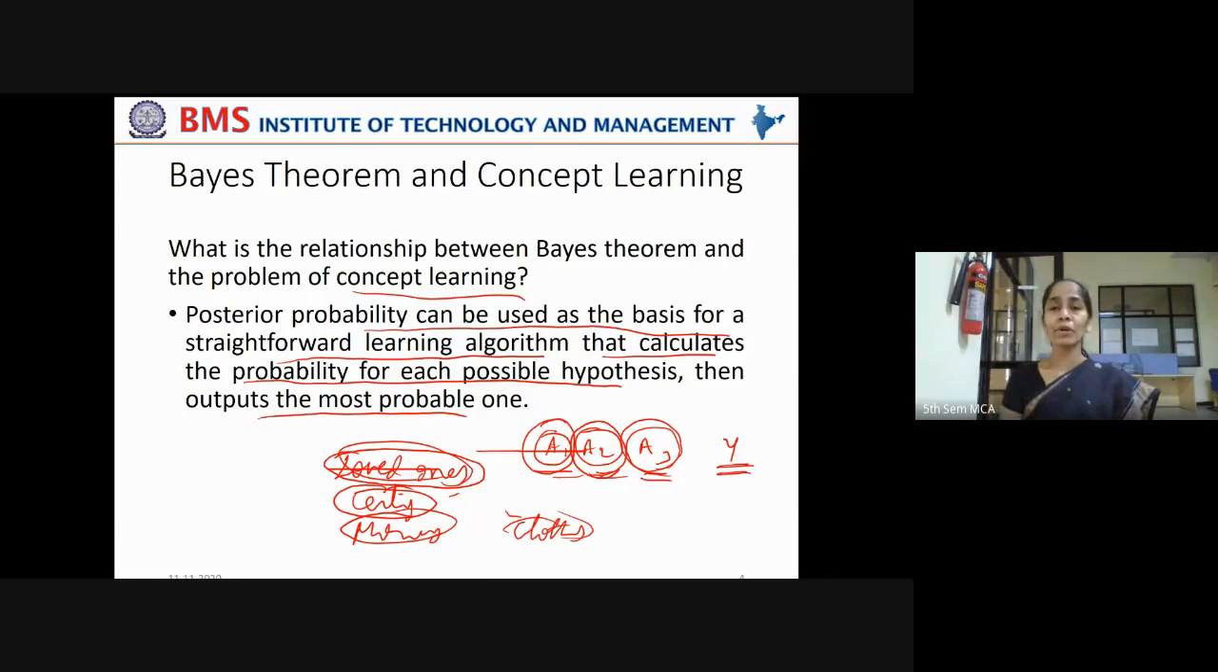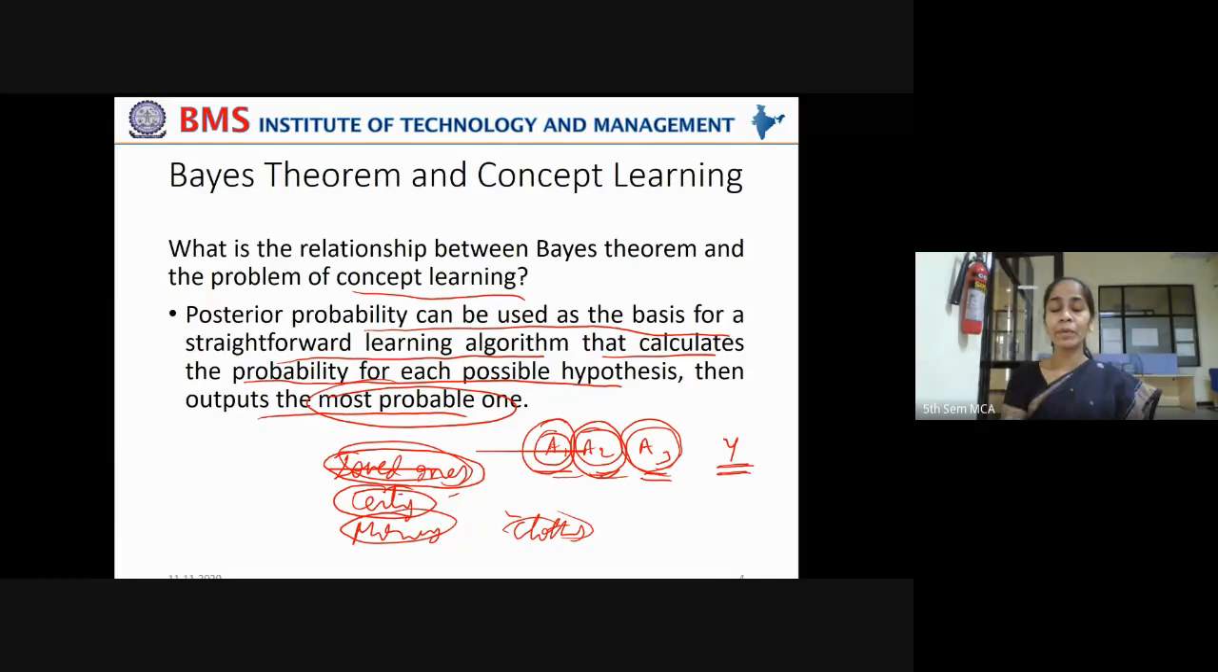There may be many hypotheses, and all hypotheses may be fitting your training examples. But which is the best one? You have many solutions. Which is the best solution? Which has the maximum likelihood to be consistent with the training examples given? Which has the maximum chance of being a better fit to the training examples given? That will be your most probable hypothesis.